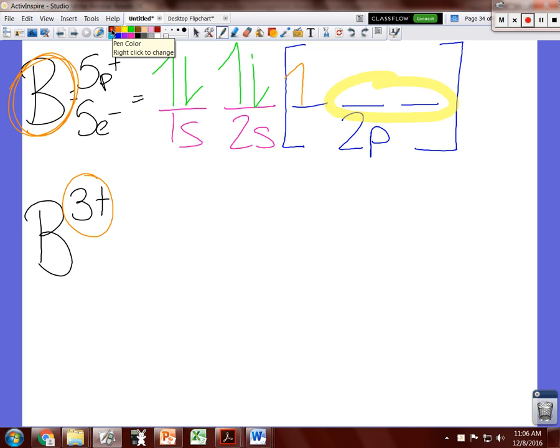All right, so let's turn this into the electron configuration. It's going to be 1s, what? 2. Then it's going to be 2s, 2, and then what? Very good. 2p1. And that is the electron configuration for boron.